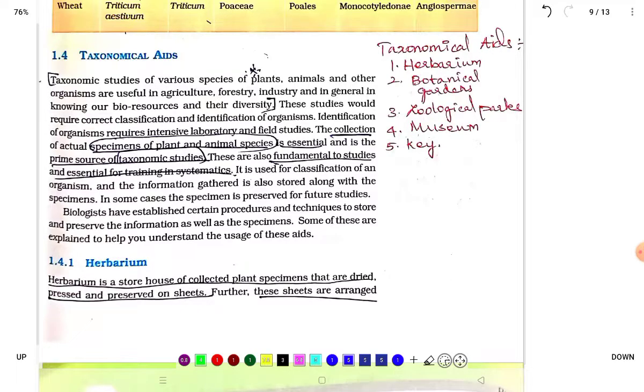Taxonomical aids. The taxonomic study of various species of plants, animals and other organisms is useful in agriculture, forestry, industry, and in general in knowing our bioresources and their diversity. That is what they are saying: the taxonomic study of various species helps in agriculture, forestry, industry, etc., and it also helps in knowing our bioresources, okay, and their diversity.